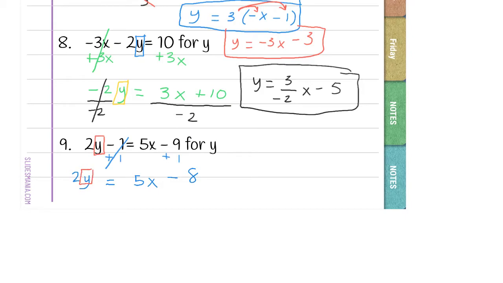Can I go ahead and divide now? Divide by that 2? Yes, I can because that's the opposite of multiplying, right? Divide by 2 here. 2 divided by 2 reduces to 1. Divide this entire thing by 2. And then I'm left with y is equal to 5 over 2x. Can I combine? Or sorry, can I reduce? Yes, I can. Negative 8 divided by 2 will give me something. What does it give me? Negative 8 divided by 2. That gives me negative 4. And this is my final answer.